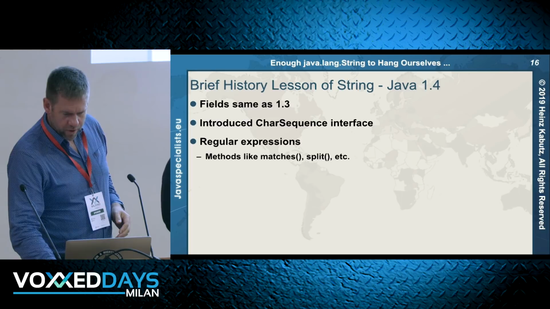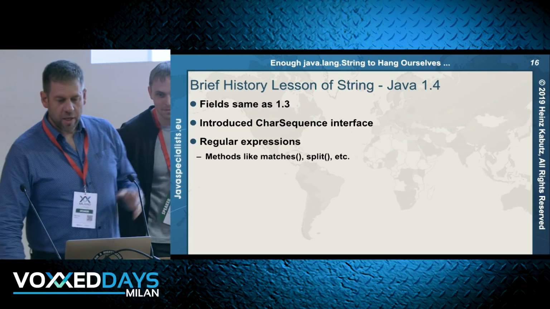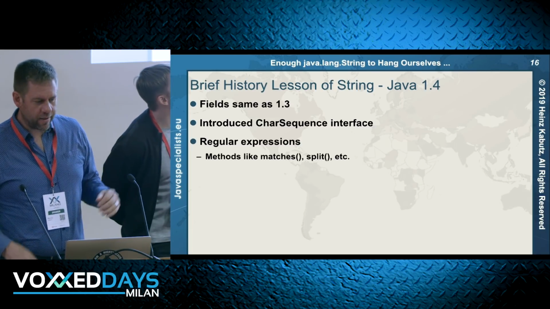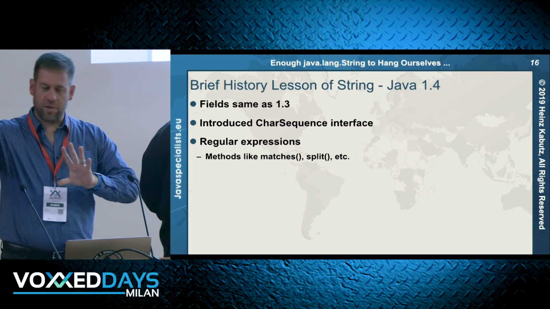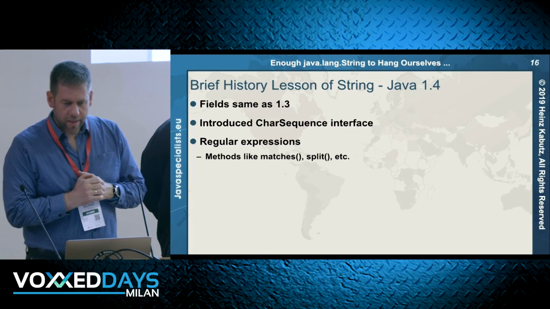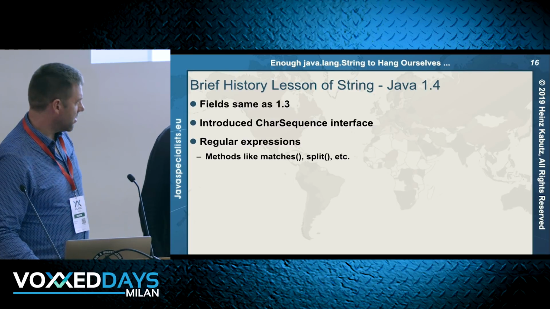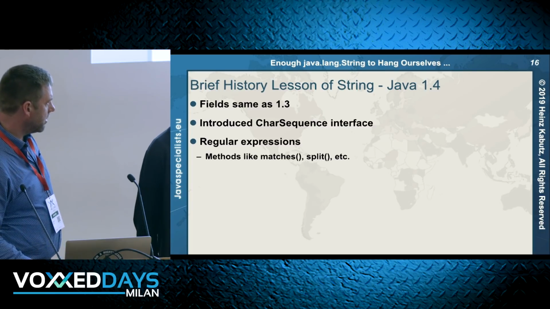Now, Java 4. Of course, I don't have Java 3 on my machine. In Java 4, the fields were the same as Java 3, and they introduced the CharSequence interface so that you could either speak to CharSequence or to String, and they also had regular expressions, which are also not the fastest. I'll talk a bit about that when we get to the format, maybe mention that.